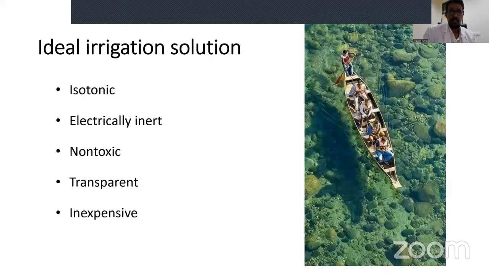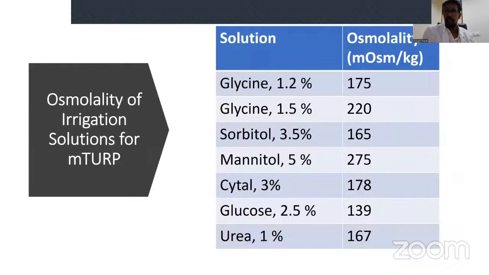What's the ideal irrigation solution? It should be isotonic, electrically inert, non-toxic, and transparent so that we have a good vision, and of course it should be inexpensive, but it is difficult to find the ideal one. So what are the various solutions that we have? We have glycine at 1.2 and 1.5%, sorbitol, mannitol, cytol, glucose, urea. These are the various things that have been used.